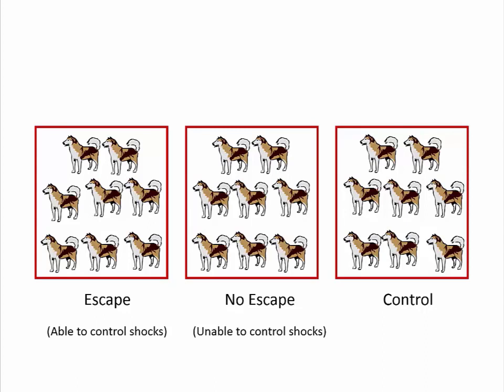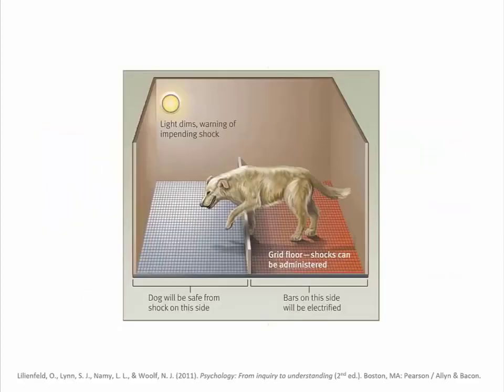The dogs in the escape group could stop the shocks by pressing a panel with their heads, but the dogs in the no escape group had no control over the shocks. During this phase of the research, the control dogs did not receive any shocks. One day later, all 24 dogs were tested in a shuttle box.